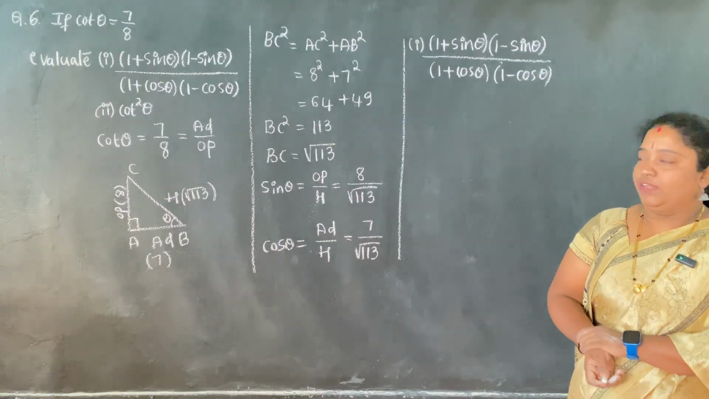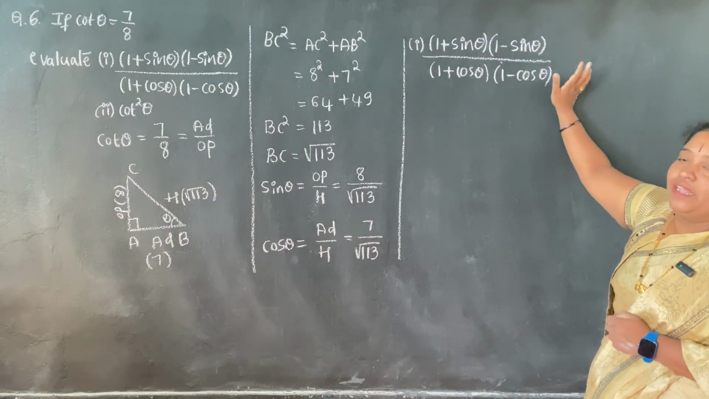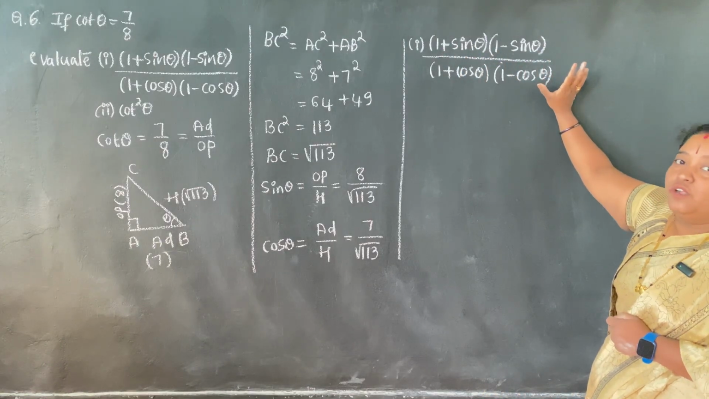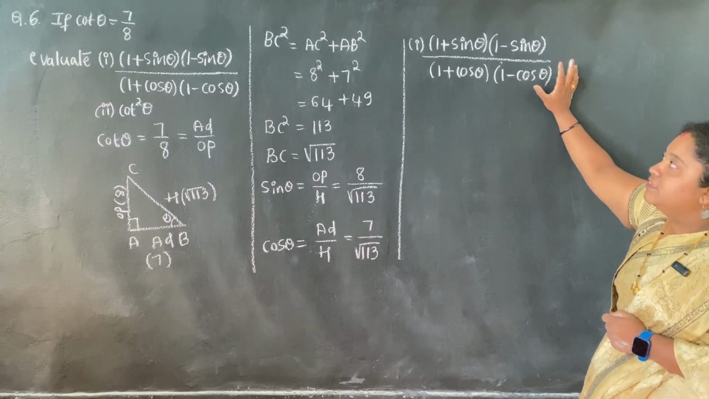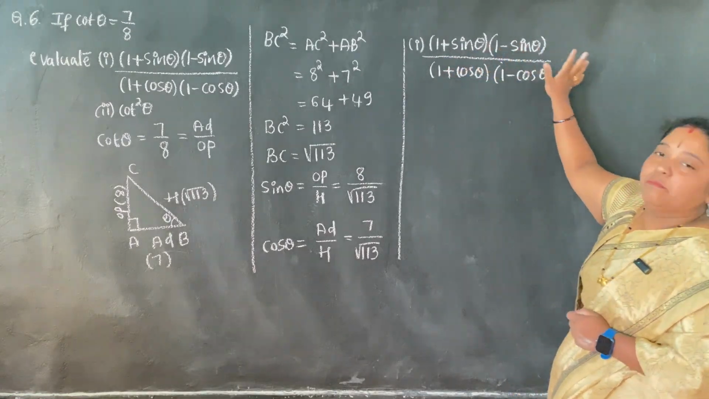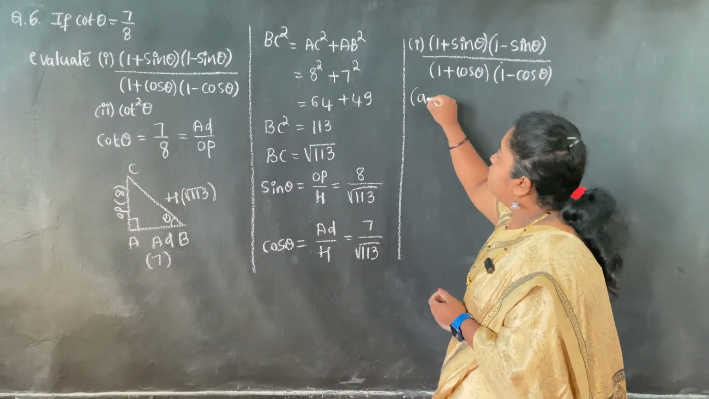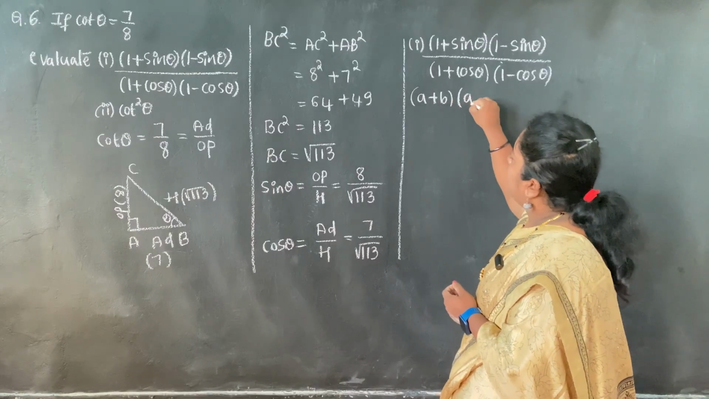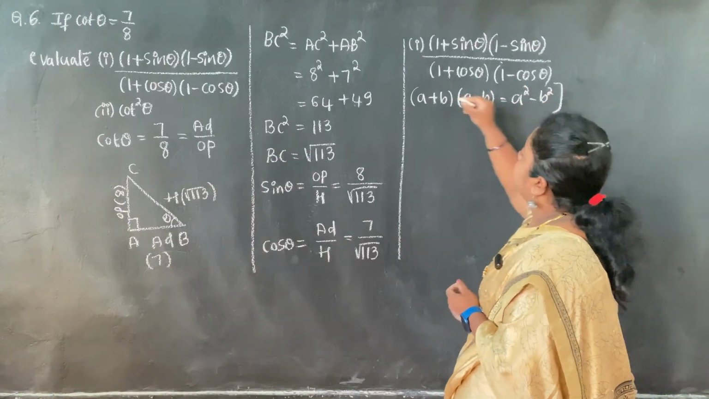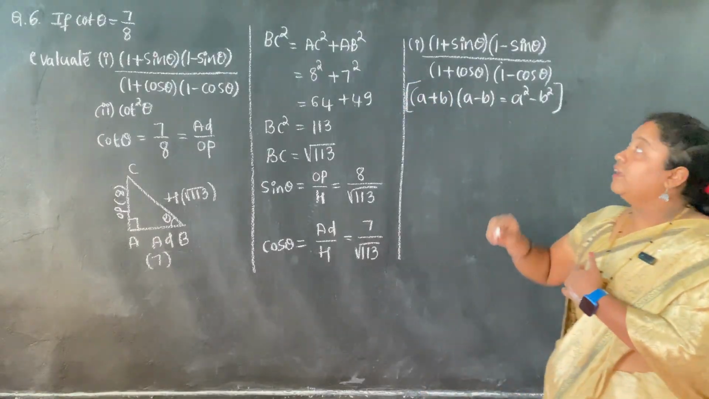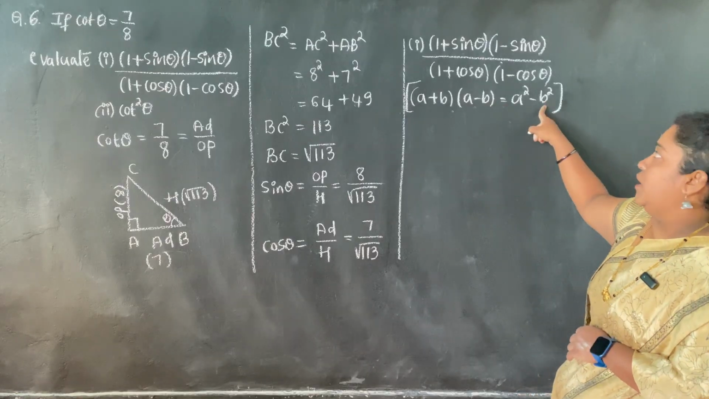Fine. Now when you look at the question here, 1 plus sine theta into 1 minus sine theta, do you feel any algebraic expression or algebraic identity associated to this? See dear, a plus b into a minus b. We already know that algebraic identity. A plus b into a minus b is equal to a square minus b square. This is the identity that is linked to the given question. So I'll be having a plus b into a minus b is equal to a square minus b square.